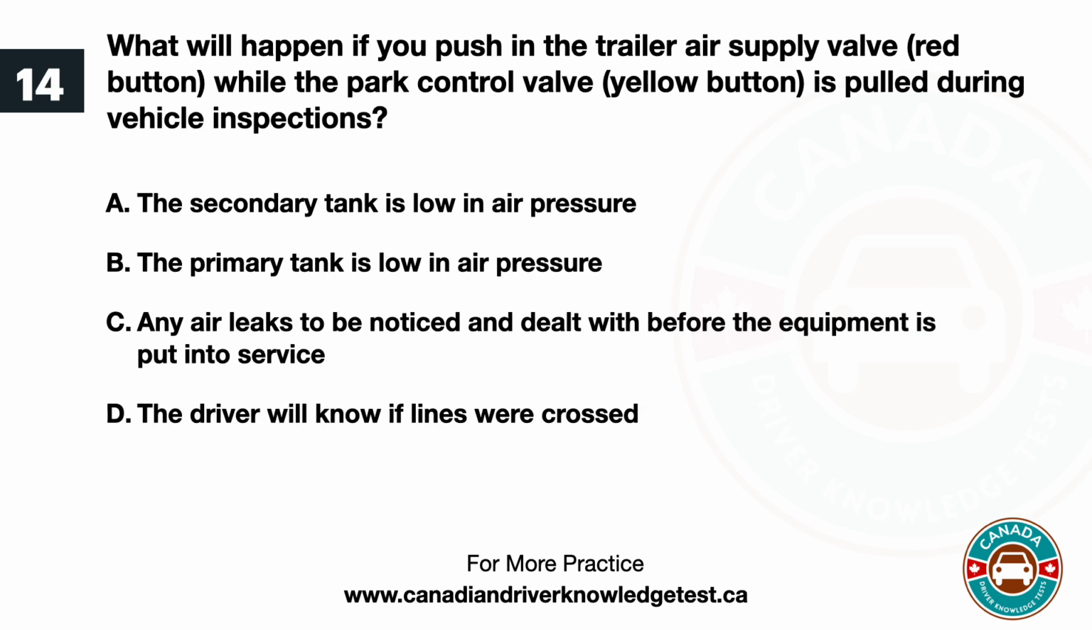Question 14. What will happen if you push in the trailer air supply valve, red button, while the park control valve, yellow button, is pulled during vehicle inspections? A. The secondary tank is low in air pressure. B. The primary tank is low in air pressure. C. Any air leaks will be noticed and dealt with before the equipment is put into service. D. The driver will know if lines were crossed. The answer is C. Any air leaks will be noticed and dealt with before the equipment is put into service.